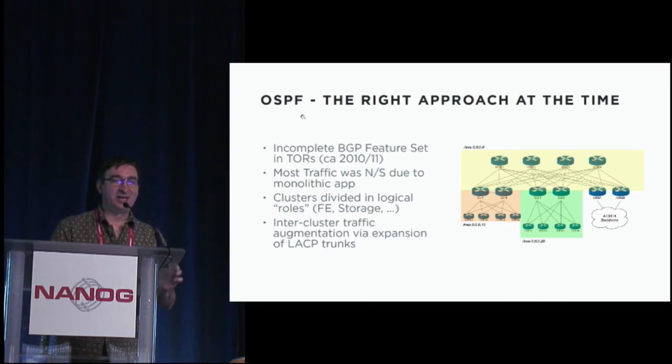And at the time, we were scaling more vertically than horizontally. In order to keep the OSPF topology as simple as we could, our preference for capacity augmentation was to expand the size of LACP trunks as opposed to adding more layer 3 links, which would make that topology more complex and introduce more SPF fun.